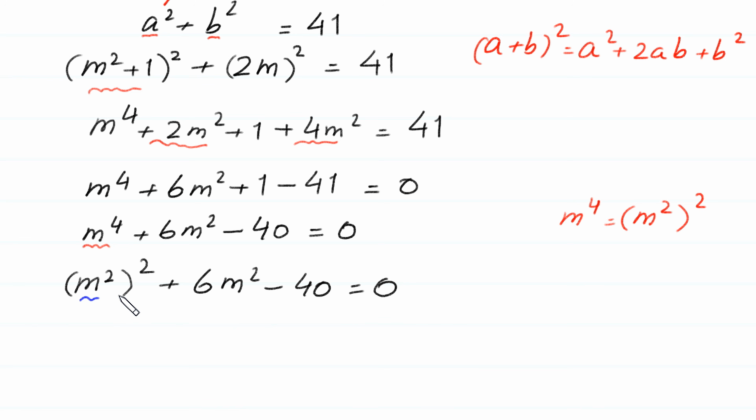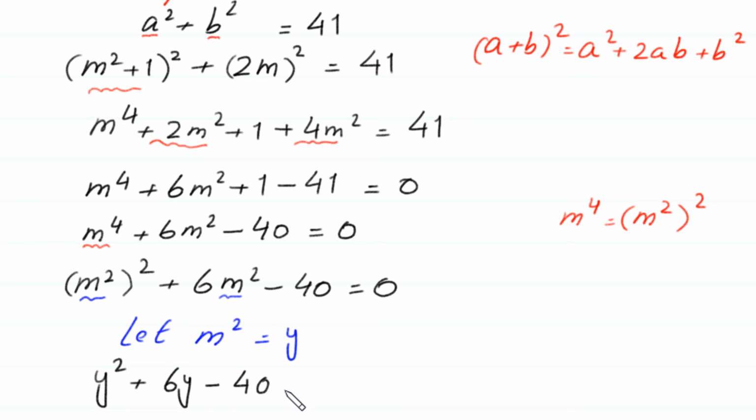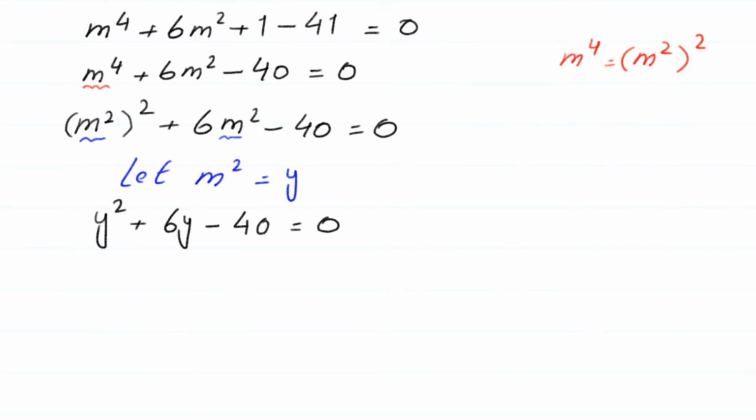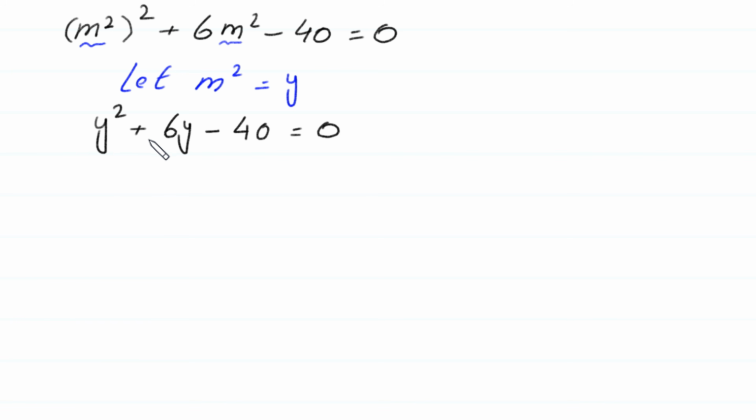Now here we have m squared and here we have m squared. So we suppose this m squared is equal to y. Let m squared is equal to y, and we substitute y in this equation, then this equation becomes y squared plus 6y minus 40 is equal to 0. Now this is a quadratic equation and can be solved by factorization.